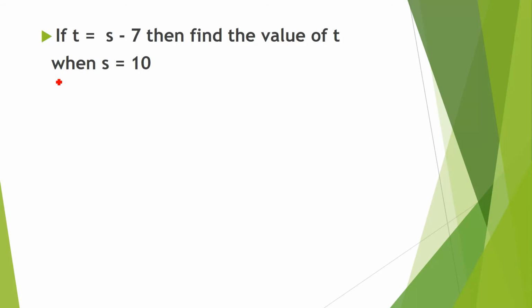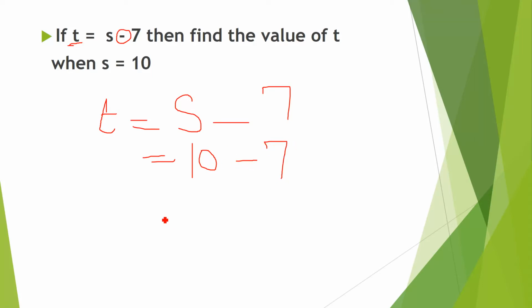We will solve one more question. If t is equal to s minus 7. Here keep in mind, first you have to see the sign. This is the negative sign, s minus 7. Then you have to find out the value of t. So write down the equation t equal to s minus 7. Wherever you will see s in the equation, plug 10. So this is 10 minus 7, which will be equal to 3. So the value of t is 3.